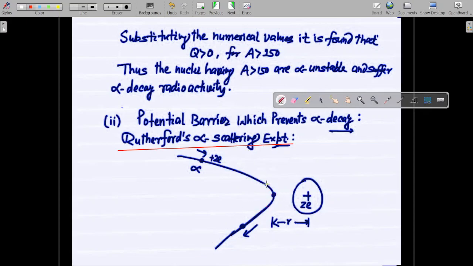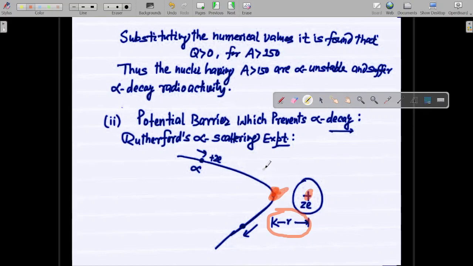So this is the point of collision. Because of Coulombic repulsion between this plus 2E charge and the plus ZE charge, the alpha particle came up to here and then was reverted back. Suppose this collision took place at a distance small r from the center of the nucleus.